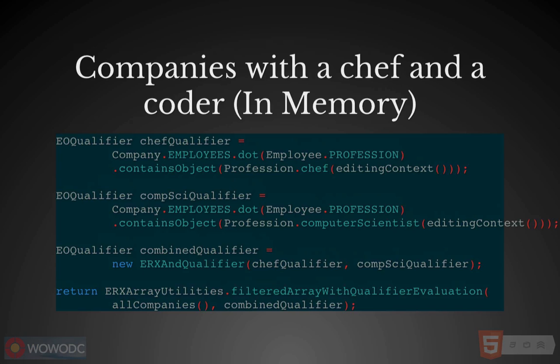So let's talk about in memory now. Here we have the chef qualifier, the computer scientist qualifier. We're doing an AND qualifier. Same qualifier. The only difference is now I'm taking a filtered array. I say all companies. I dump all of the companies into RAM, and now I do the qualifier.